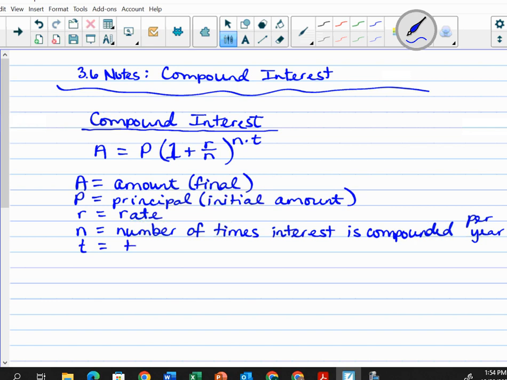T is time. Now, guys, be careful with time. Time is always in years in these problems. You might get a question that says you made an investment for 24 months. 2 years. Yes, okay. Don't put in 24, please. That would imply a really long time.